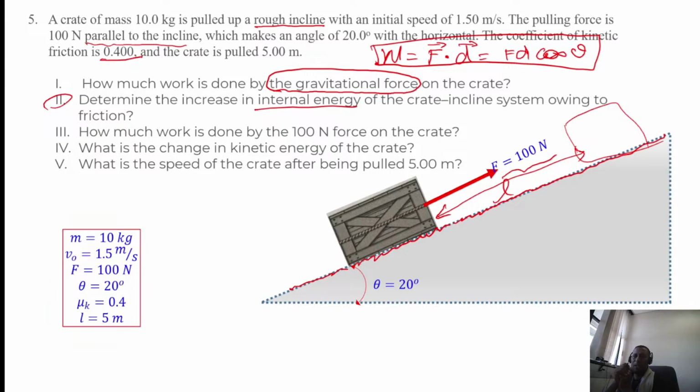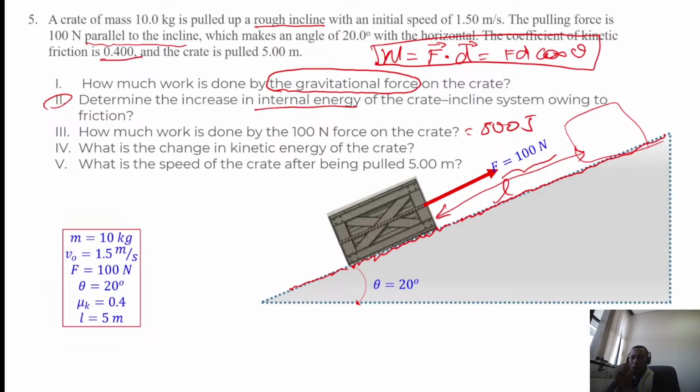In the third, it says, how much work is done by the applied force? By the way, that's the easiest. You know the direction of force. You know the direction of displacement. The force is 100 Newton. The displacement is 5 meters. This is actually easy. This is 500 joule. We'll calculate one by one anyway.